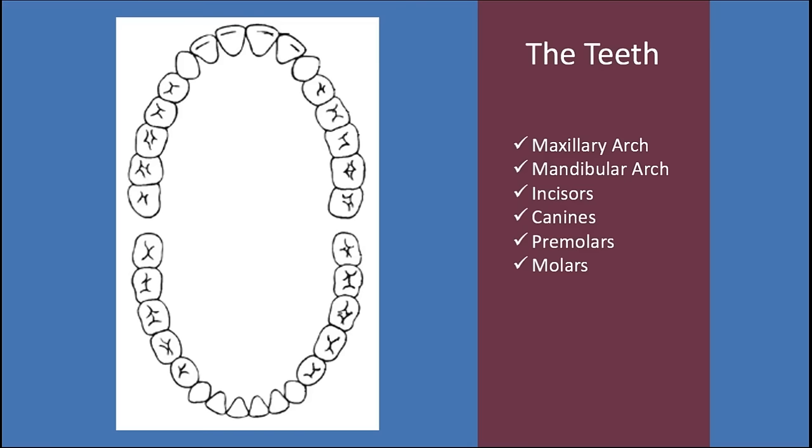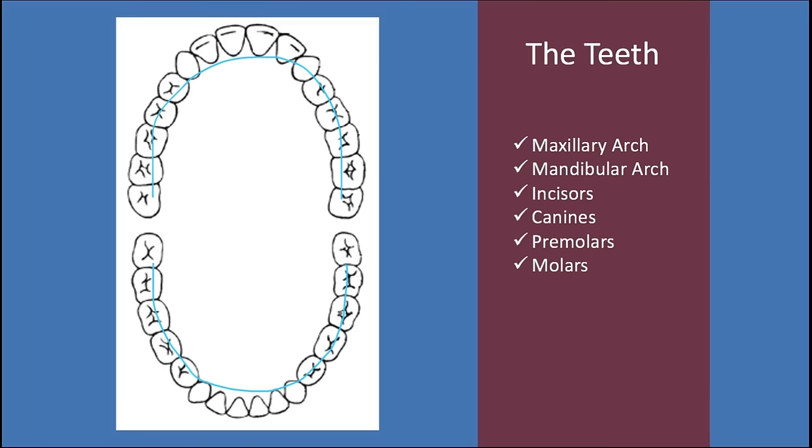Now we've separated the teeth from the previous diagram, and the patient is open as wide as possible, and we have the upper teeth up here and the lower teeth down here. And note how the teeth form an arc or an arch, like you'd see in certain architecture. So we call this one the upper arch or the maxillary arch, because the upper jaw that holds these teeth is called the maxilla. And we call this one the lower arch or the mandibular arch, because the lower jaw that holds these teeth is called the mandible.